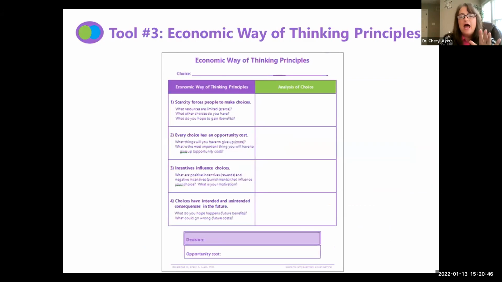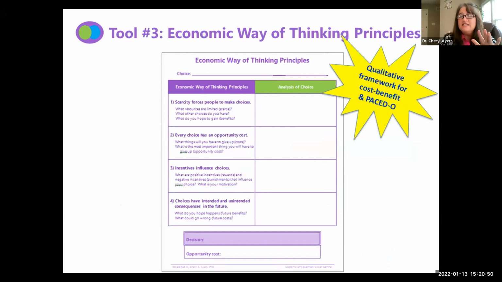Tool number three, I'm going to be brief. These are some basic principles. This is really the verbal qualitative interpretation of the first two skills. So cost-benefit analysis, PESO, graphic organizers, numbers involved. This is now for your right brain verbal learner, where you take these very simple principles, like principle number four, choices have intended and unintended consequences in the future. So whenever you make a decision, it would be good to think about that economic principle.